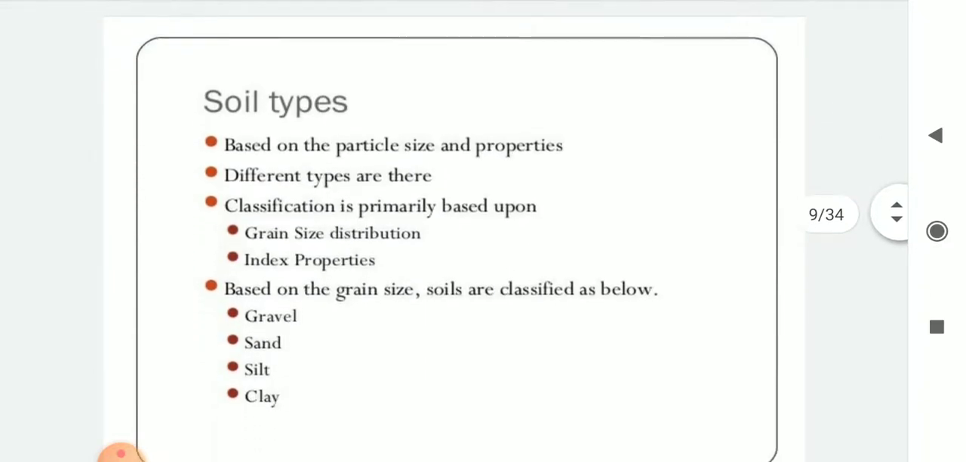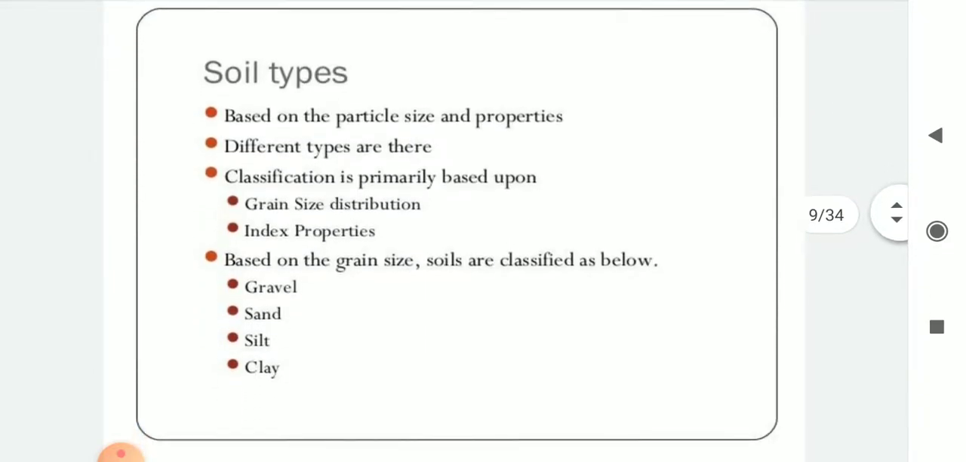Then soil types. Soil based on particle size and properties has different types. Classification is primarily based upon grain size distribution and index properties, but the soil types based on grain size are classified as below: gravel, sand, silt, clay, etc.